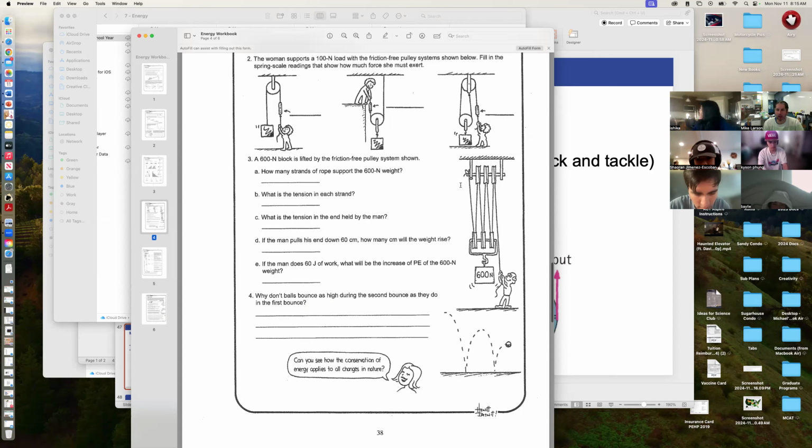And then this one right here is kind of a good example. There are 1, 2, 3, 4, 5, 6 strings supporting this weight. So he would only have to pull down with 100 newtons of force to lift this 600 Newton weight, but he'd have to pull down 6 times as far as he wanted it to move, to get it to move far enough, if that makes sense. Any questions on pulleys?